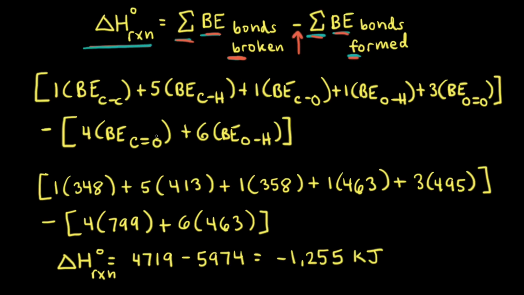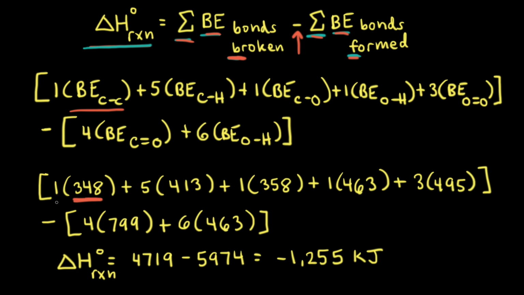The next step is to look up the bond enthalpies of all of these different bonds. For example, the bond enthalpy for a carbon-carbon single bond is about 348 kilojoules per mole. You might see a different value if you look in a different textbook. However, we're going to go with 348 kilojoules per mole for our calculation.